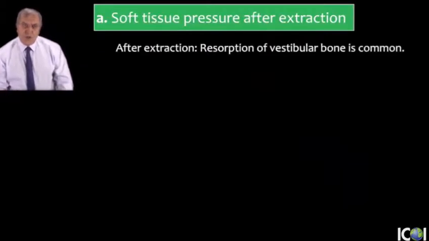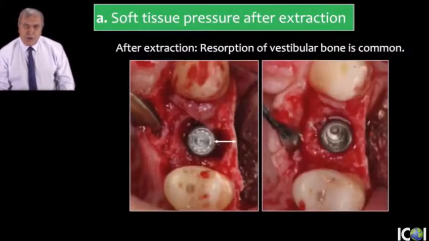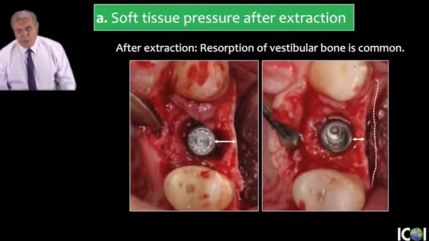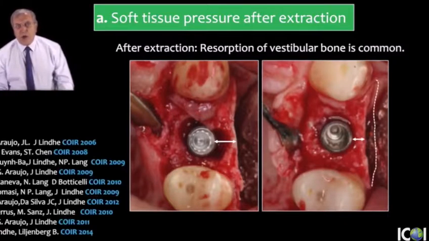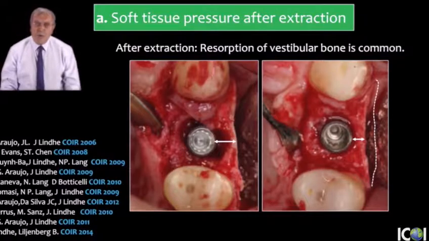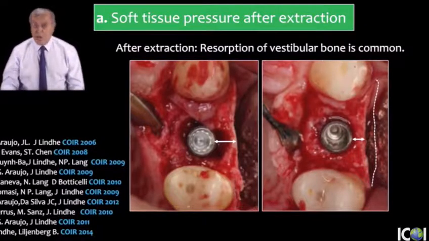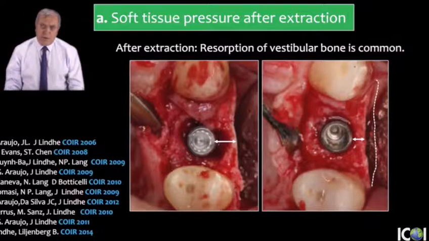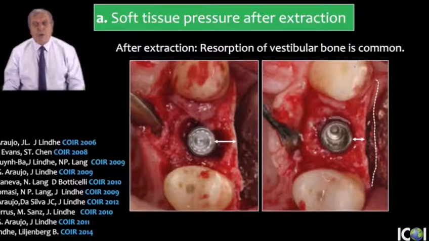How does the soft tissue apply pressure? We have so many publications about the resorption of the buccal bone after extraction and implant placement. The theory was that it happens because the socket is empty. No, this is not the origin. The origin is that we try to close the gum after extraction, and then the gum presses on the bone.